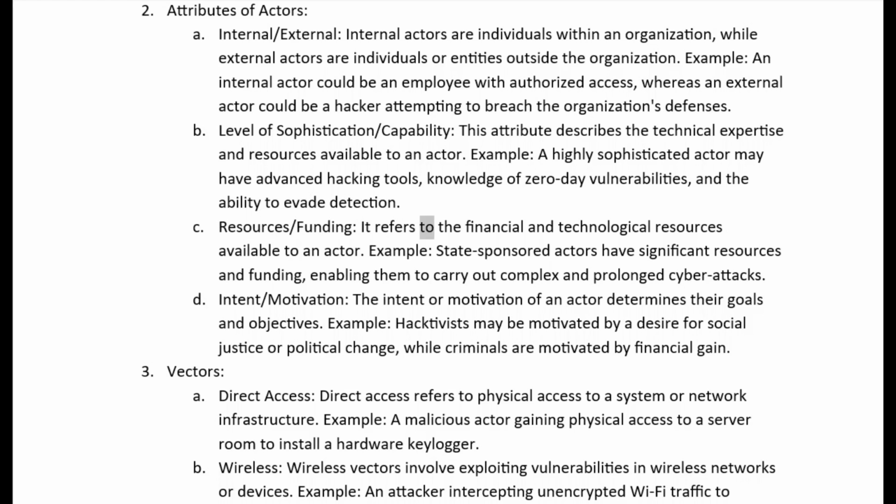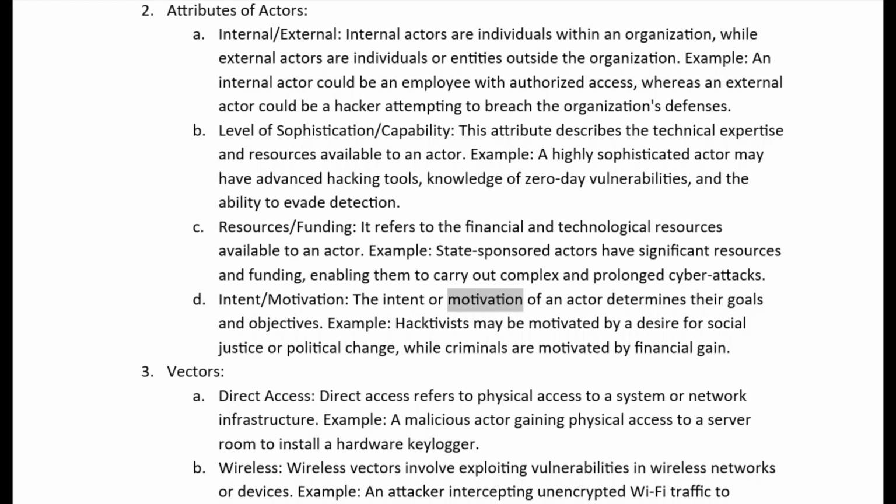Resources/funding. It refers to the financial and technological resources available to an actor. Example: state-sponsored actors have significant resources and funding, enabling them to carry out complex and prolonged cyber attacks.